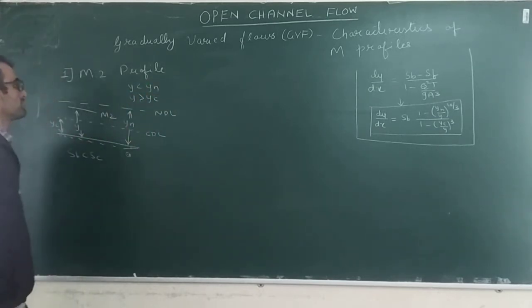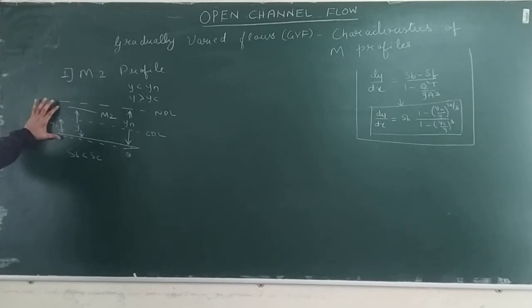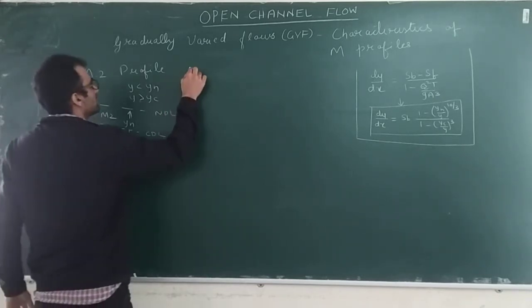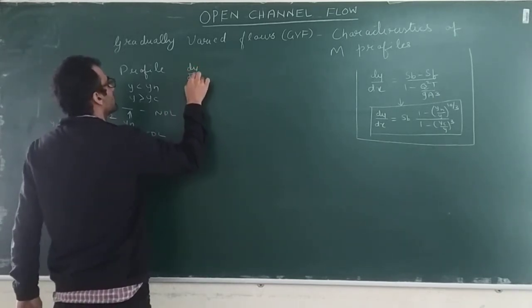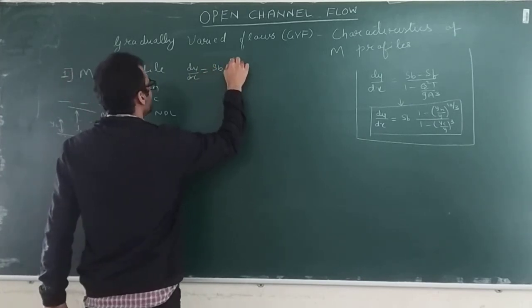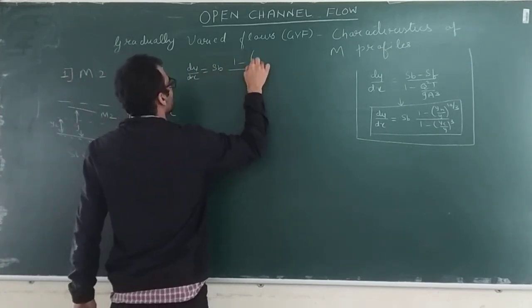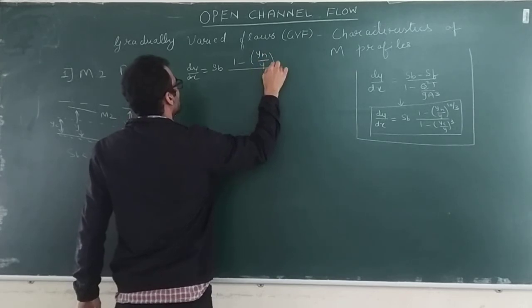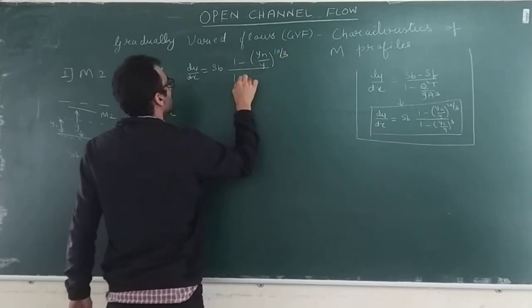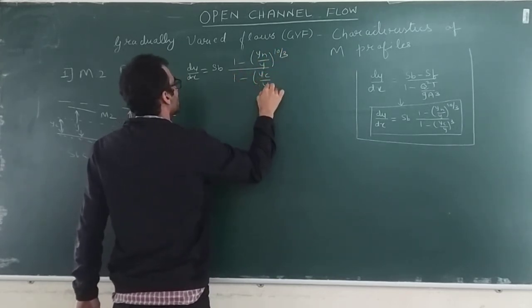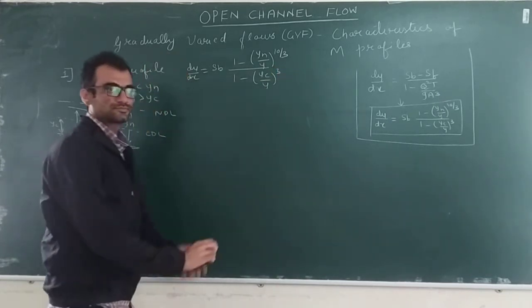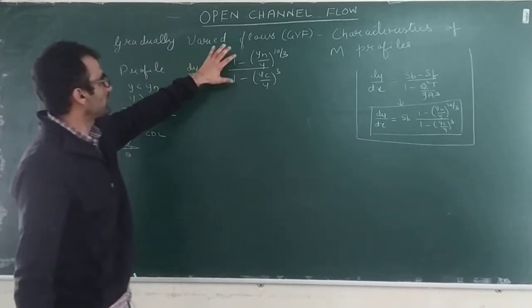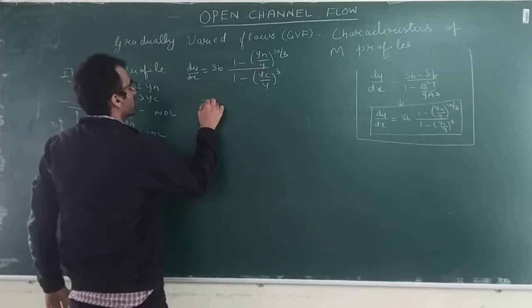Okay, so what will be the characteristics of the profile? Calculate the dy by dx again. Dy by dx is SB times (1 minus (Yn by y) to the power 10 by 3) divided by (1 minus (Yc by y) to the power 3). Okay, now what will happen to SB? SB is a positive number.